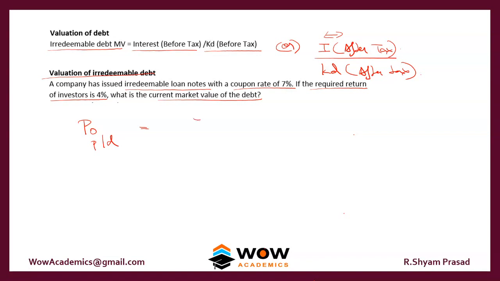The company is paying 7%, but we don't know on what nominal value it is being paid. So we'll assume that the nominal value is 1. If we assume the nominal value is 1, then we'll divide it by the KD. So we'll directly get the answer. So the nominal value of $1 is being traded at 1.75. So that is the valuation of the irredeemable debt here.